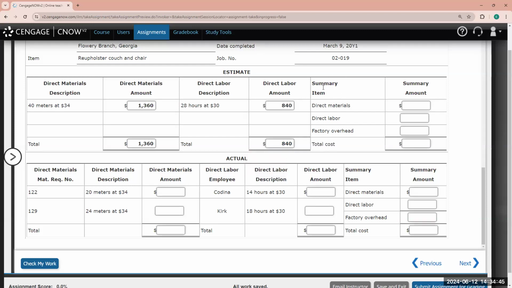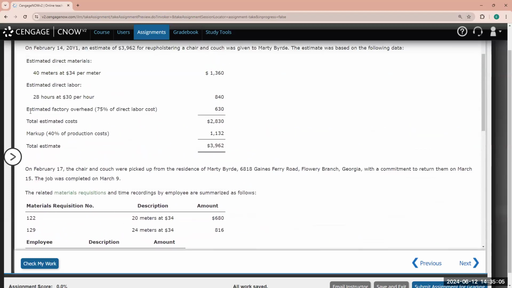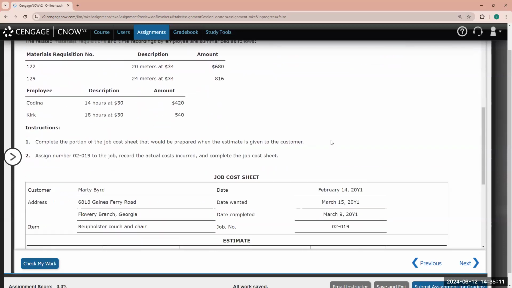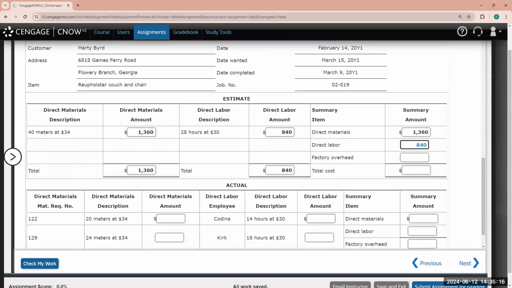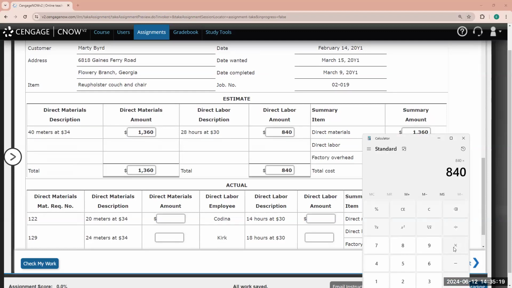So now we have our summary item. The summary for our direct materials is $1,360. For our direct labor, it is $840. And in order for us to determine our factory overhead, it is ultimately dependent on our estimated factory overhead rate. So if we scroll up, we see here that it says our estimated factory overhead is 75% of our direct labor cost. So if we scroll down, we see here our direct labor is $840. We get our calculator and we multiply $840 by 75%. So therefore, our factory overhead is $630.